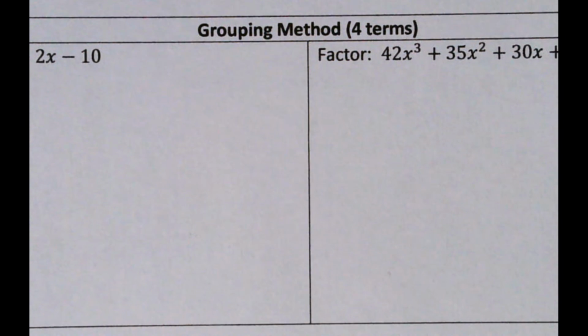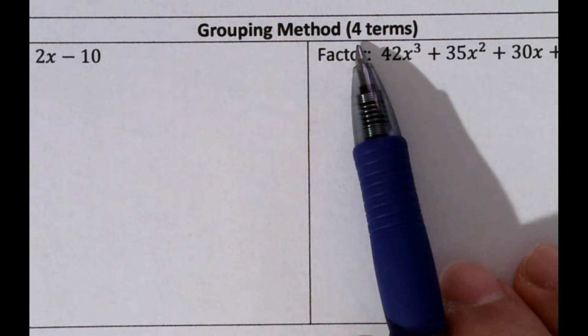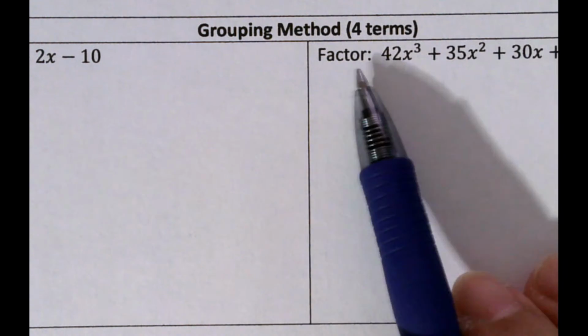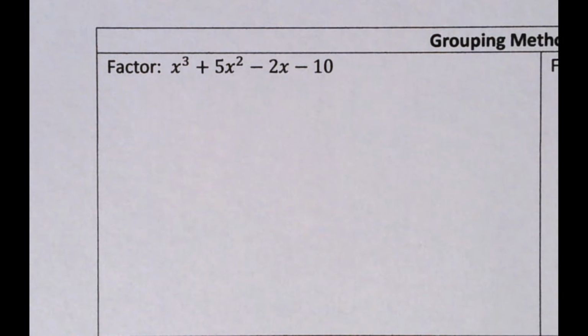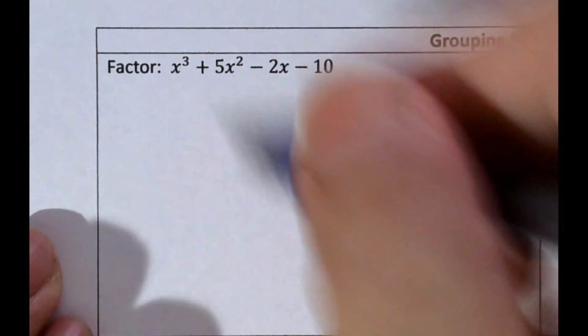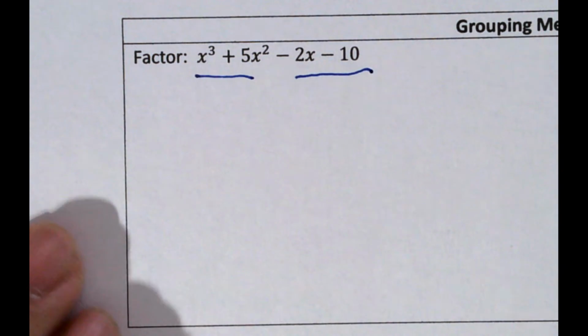Okay, grouping method. The grouping method requires 4 terms or any even number of terms. So 6 terms would work, 8 terms would work, but we'll probably just stick with 4 terms. All right, so here there are 4 terms: 1, 2, 3, 4. What we're going to do is group the first 2 together and group the second 2 together.